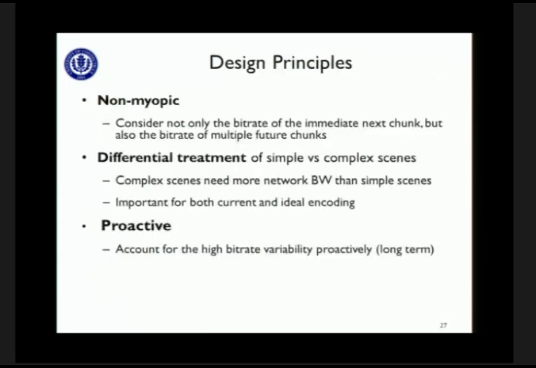So the principles that we came up with for VBR: basically we just needed to add an extra outer loop controller for this, and also a non-myopic controller. That means you consider not only the bitrate of the immediate next chunk, but also the bitrate of multiple future chunks. So typically we look ahead like 5 chunks or the next 40 seconds. So if it's going to be a 2-second chunk size, the next 20 chunks, if it's going to be 8 seconds, you just look at 5 chunks.